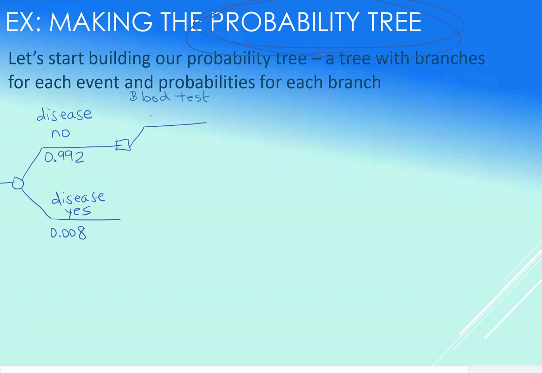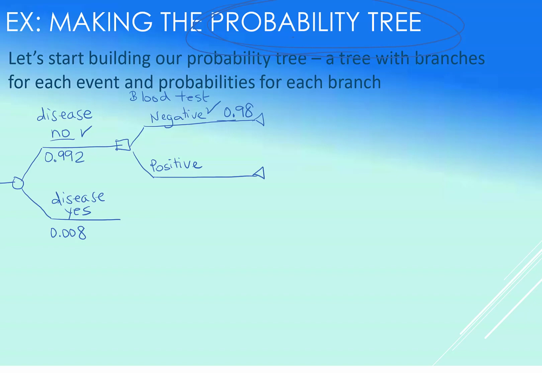Two possibilities for the blood test. Either they test negative, or they test positive. Okay. And let's look at the odds of both of those. So somebody does not have the disease. So disease, no. They take the blood test, they test negative. Well, 98% of the time that's going to happen. The test is correct 98% of the time. So given they do not have the disease, the odds of them testing negative is 0.98.